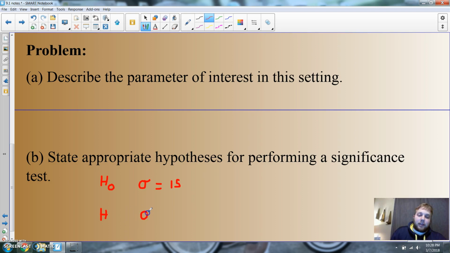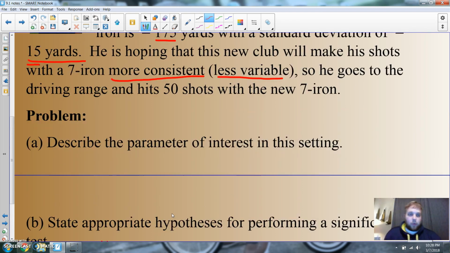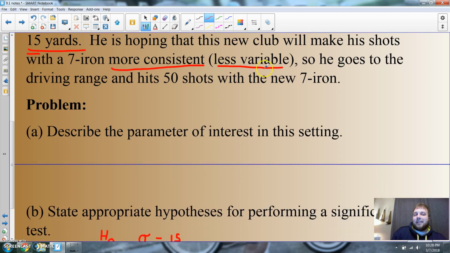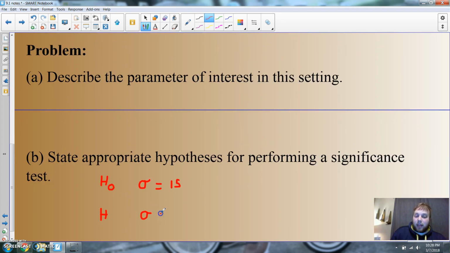would be about the standard deviation. What do I want to know about? Well, he wants the clubs to be more consistent, which means less variability, or a lower standard deviation, right? So if the old ones were 15, I want to see if these new ones will produce a lower amount than 15. Does that make sense, guys? Lower than 15. Now, I know some people have this question about hypothesis tests, and they say, well, it's equal.